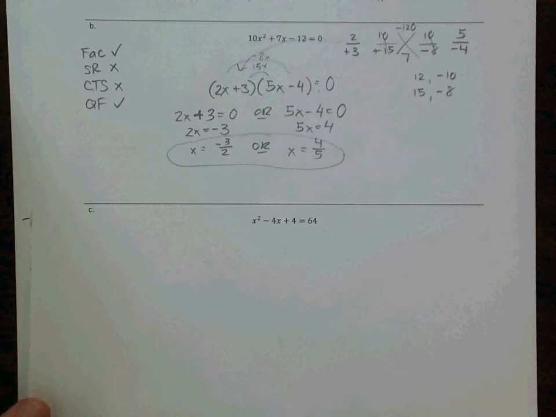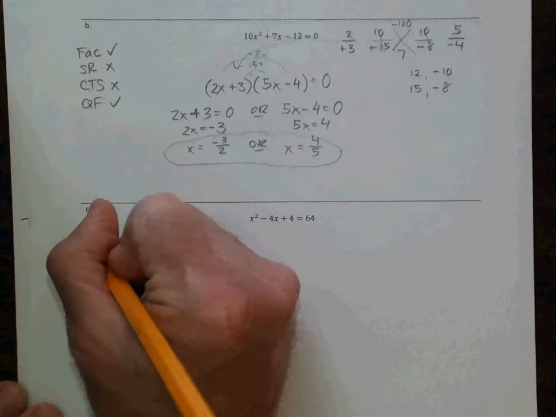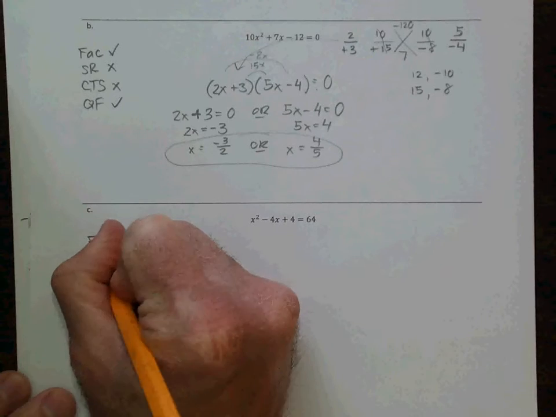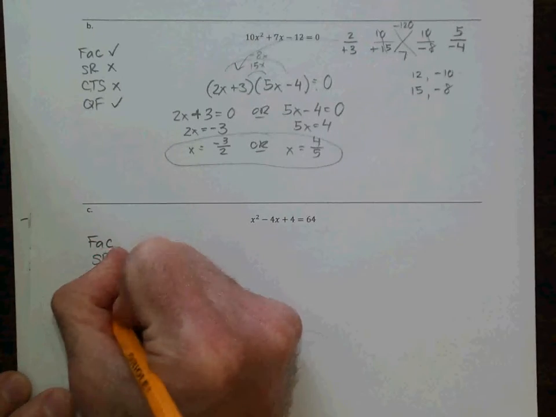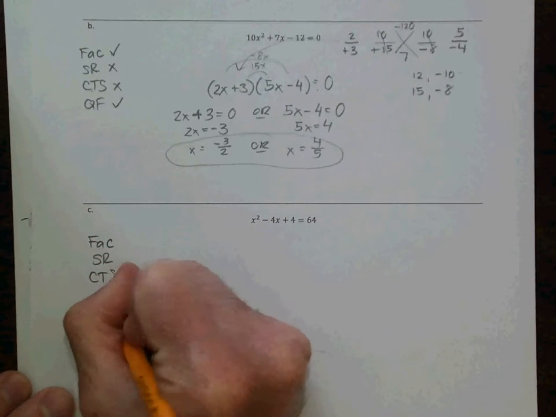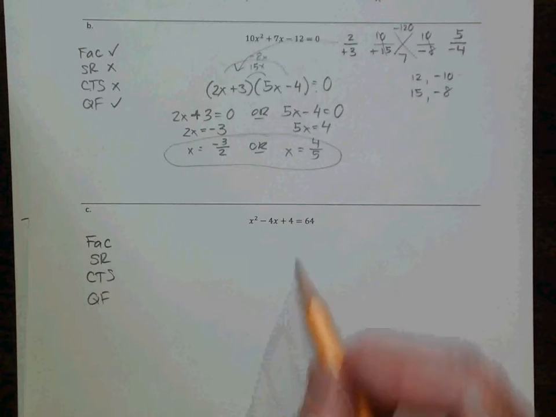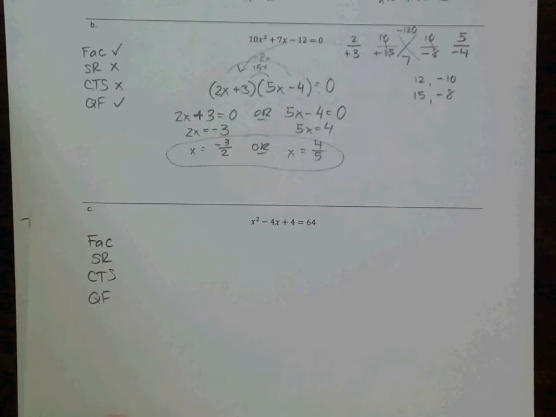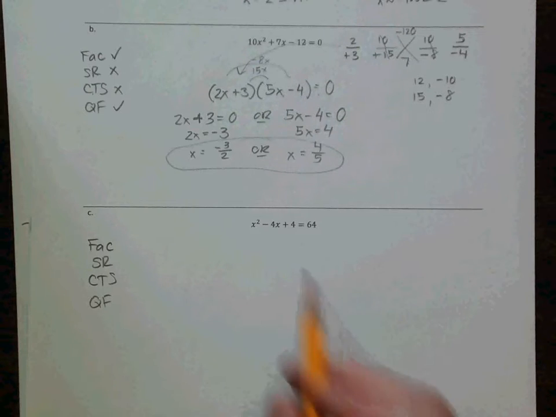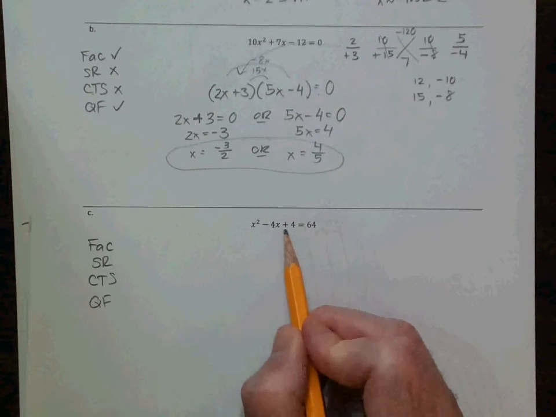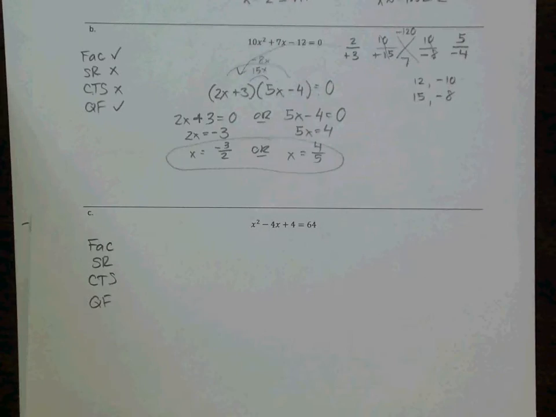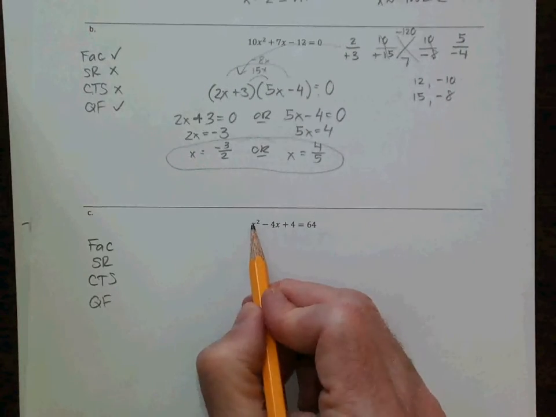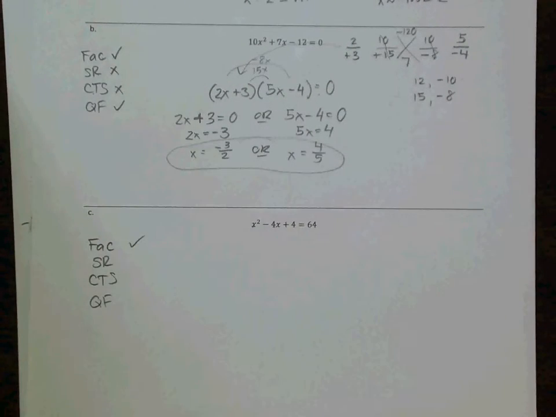Last video for this week and the last video for this chapter, most likely, is this problem. And we're going to take a look at factoring, square roots, completing the square, and quadratic formula. So if we wanted factoring, I would subtract 64 from both sides and get x squared minus 4x minus 60 equals 0. And in part because a is 1, that factors, and it factors somewhat easily.